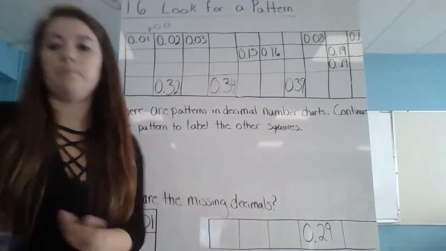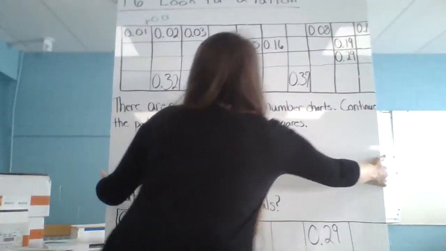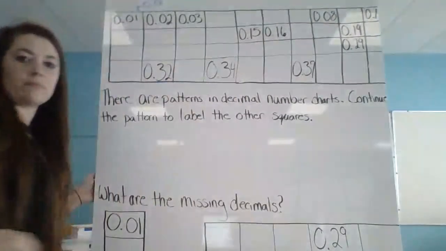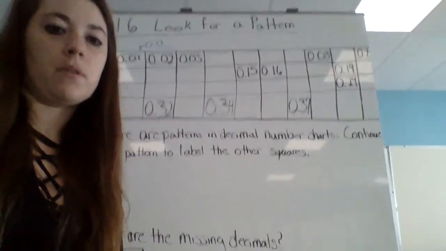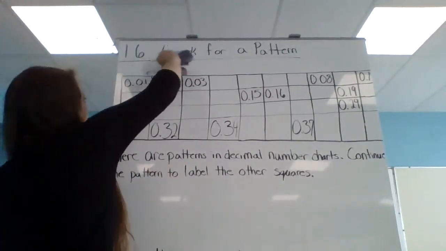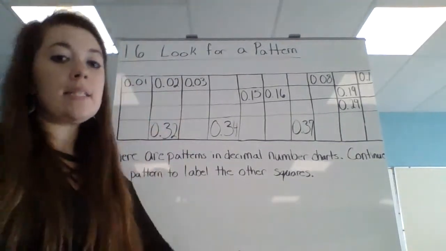Kind of faint, hang on. Let me make that a little better. Okay, now I'll use black marker. That way you guys can see it. I want to make it as easy as possible to see.